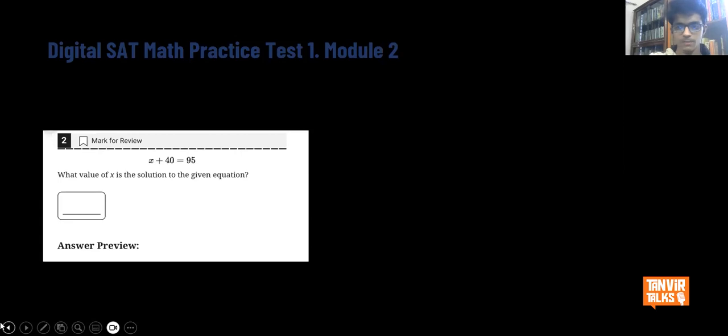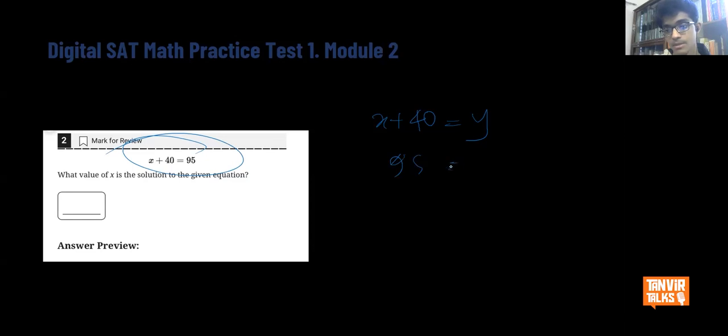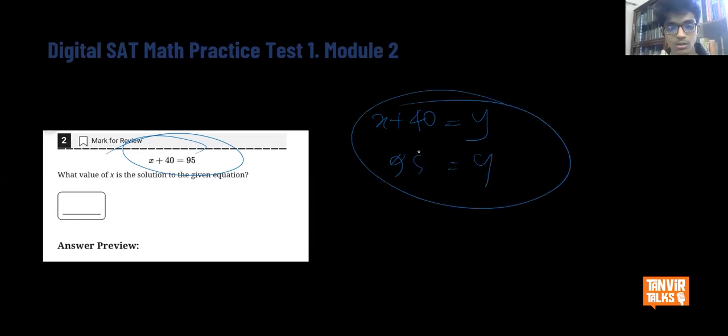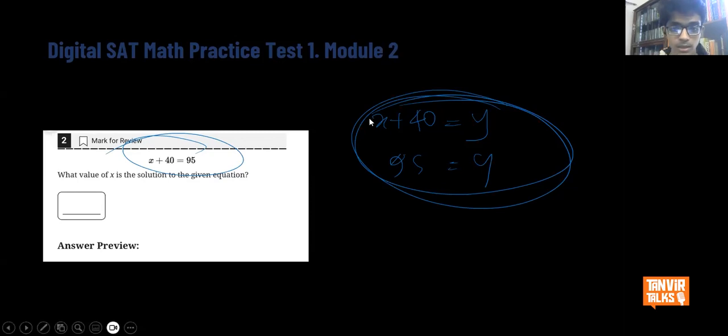Next question. This question is really easy, but I'll try to show how to solve it using the Desmos calculator. In a linear equation there are two sides, left side and right side. So you input two equations into the Desmos calculator: x plus 40 is equal to y, and 95 is equal to y. The solution would be the intersection of these two equations that you will find on Desmos. So let's do it.